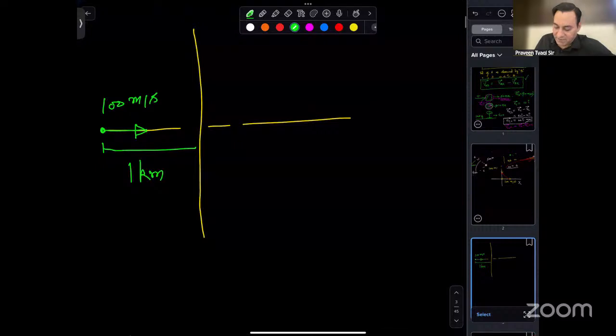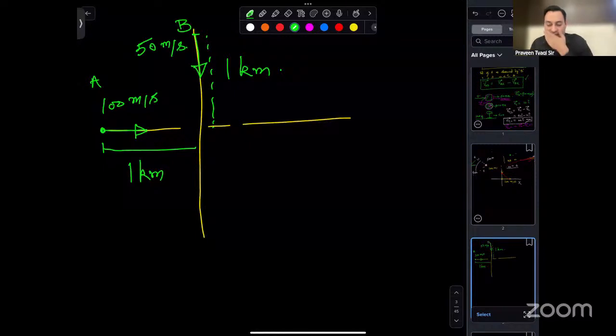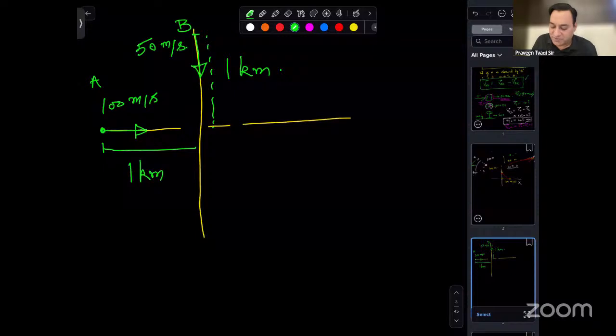This is man A. There is another man who is also at a distance of 1 kilometer from the origin. And this is 1 kilometer. And he is moving towards this origin, and his velocity is 50 meters per second. This is B. You have to tell me, can anyone tell me who will reach the origin first?